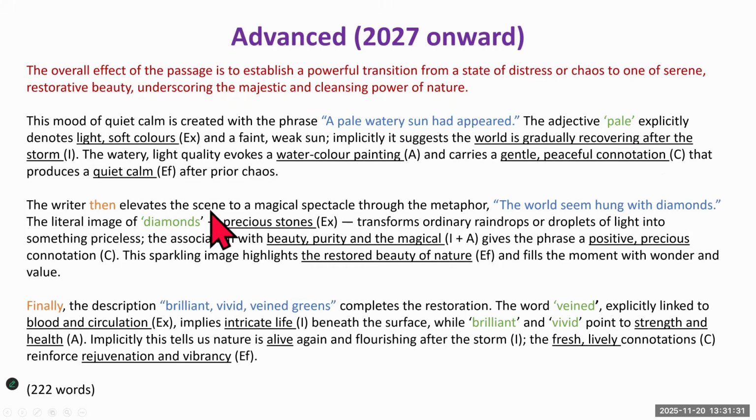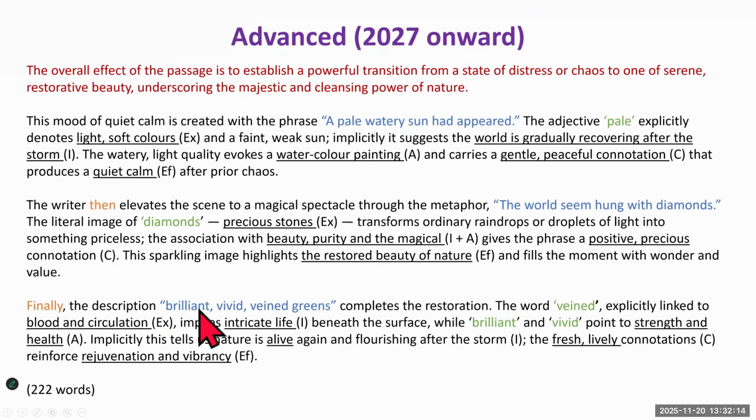The writer then elevates the scene to a magical spectacle through the metaphor, the world seemed hung with diamonds. The literal image of diamonds, precious stones, transforms ordinary raindrops or droplets of light into something precious. The association with beauty, purity, and the magical gives the phrase a positive, precious connotation. The sparkling image highlights the restored beauty of nature and fills the moment with wonder and value.